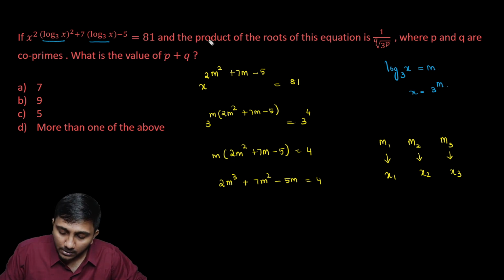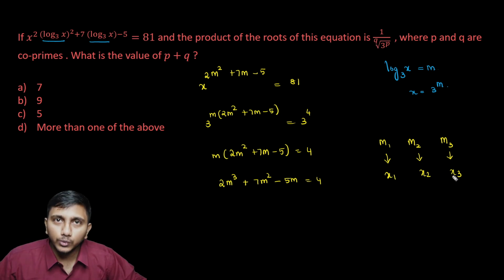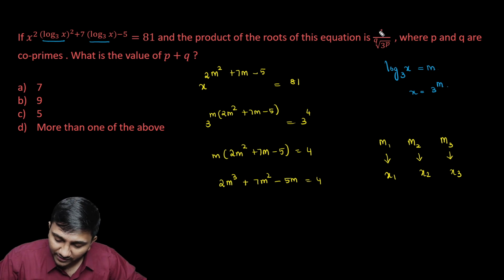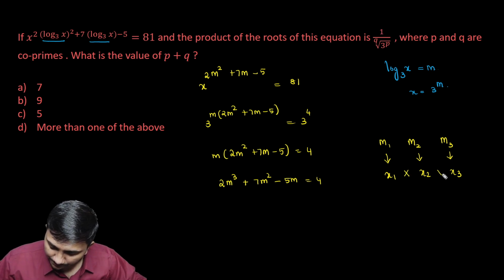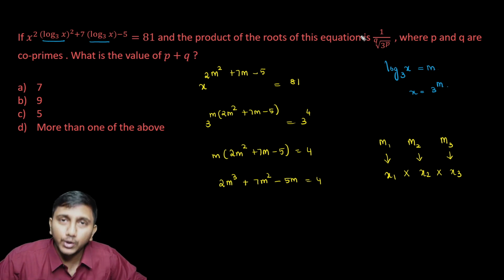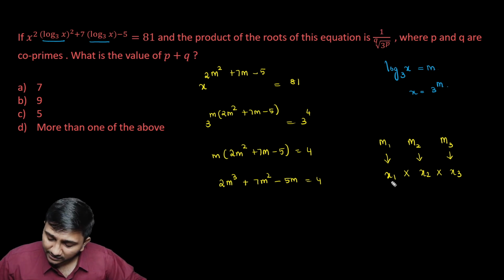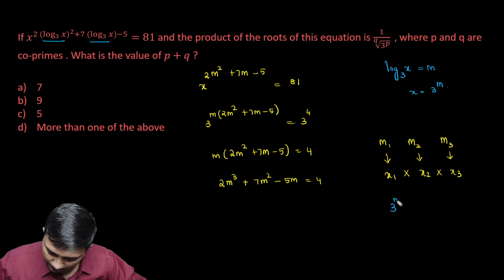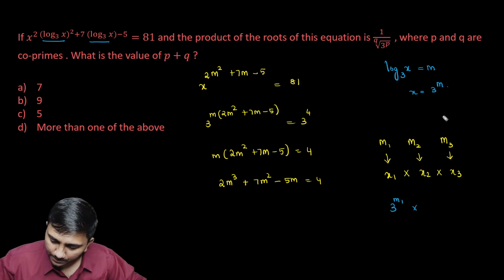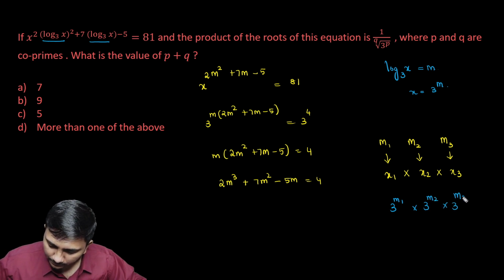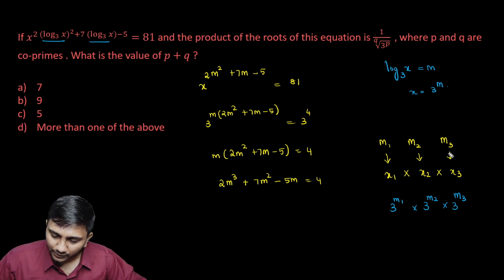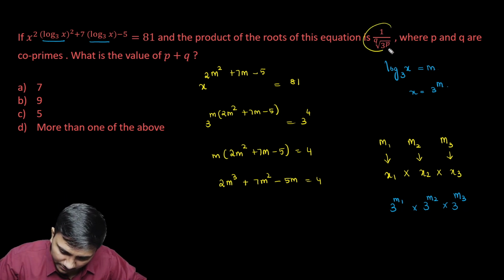We are supposed to find out something about p plus q when the product of the roots of this equation is this much. The roots of this equation could be x1, x2 and x3. Now the product of the roots is given here. So if I multiply these 3, I should be able to get this. Now if you want to write this in terms of m, x1 will be 3 to the power m1. So let's write it down. x1 is 3 to the power m1, x2 is 3 to the power m2, x3 is 3 to the power m3. This is basically the product of the roots, and that's equal to how much? An expression is given here that's equal to this much.